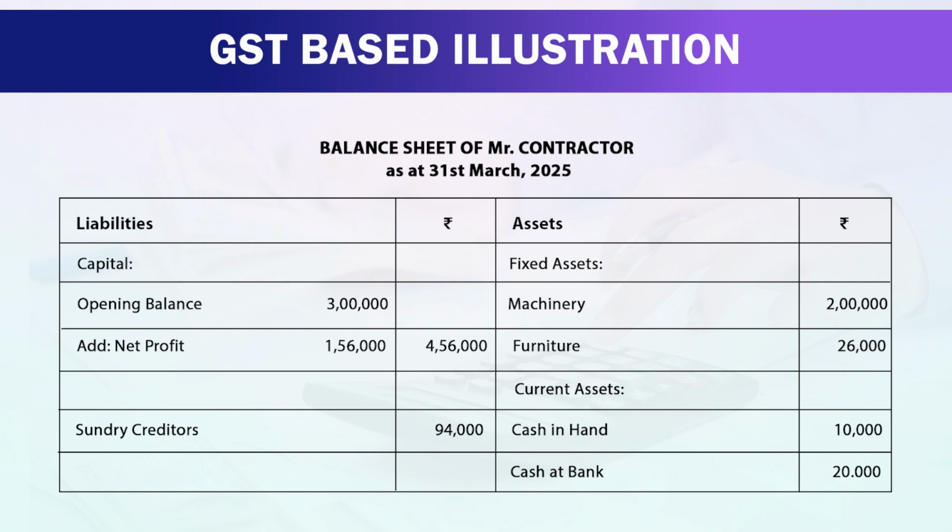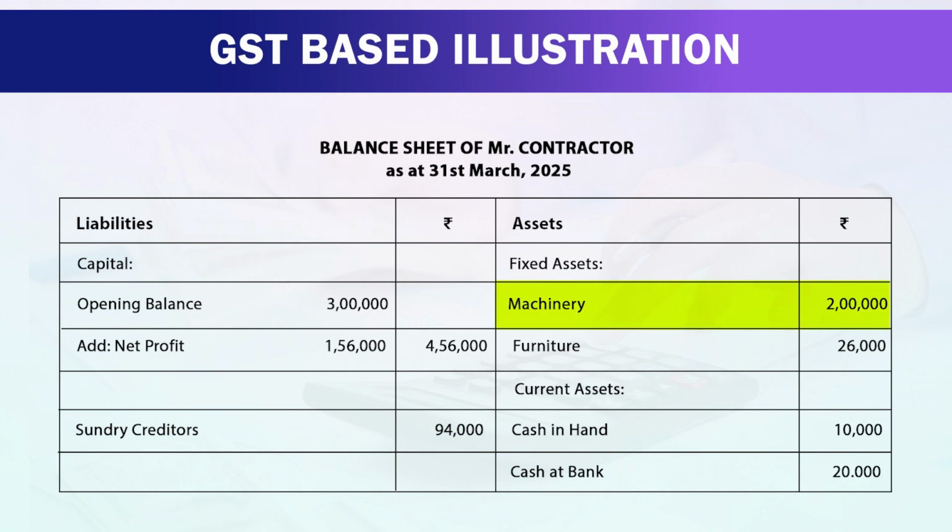So, in the balance sheet liability side, we have capital of rupees 3 lakh and we will add profit of rupees 1,56,000. We are not given any amount pertaining to drawings, so we will not consider it. So, total capital at the end of the year of the owner is 4,56,000. Sundry creditors are of rupees 94,000, and now we will have a look at the asset side.